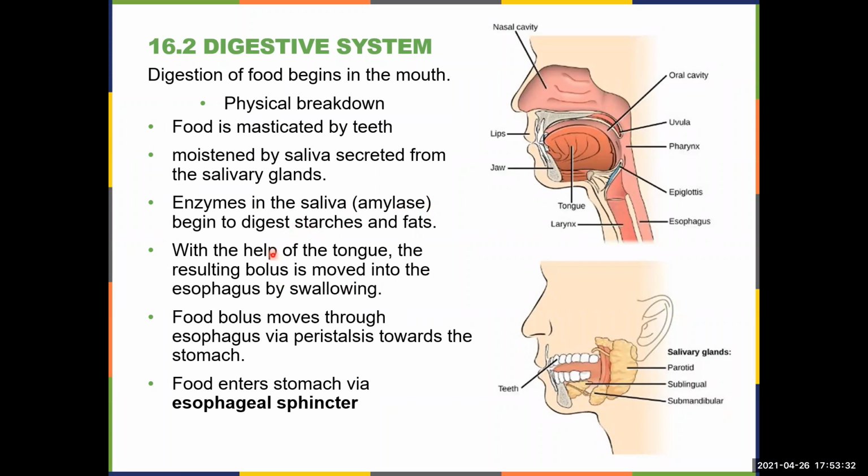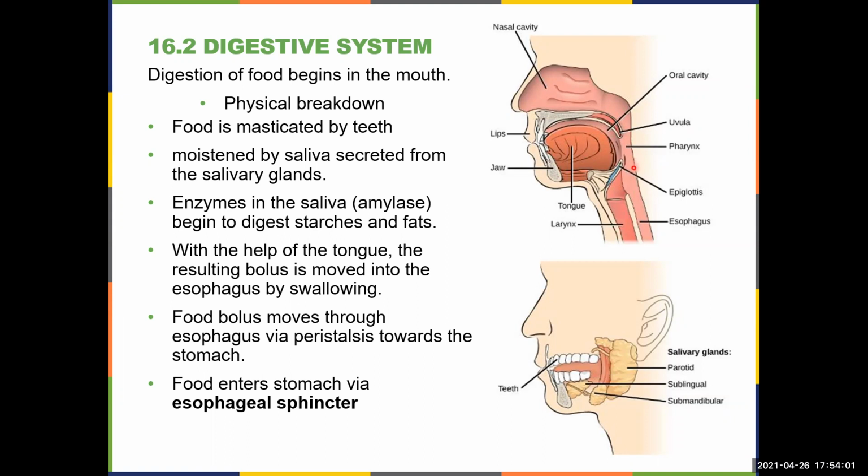And then whenever we swallow, the tongue will help move that bolus of food into our esophagus. And we have this structure called the epiglottis, which is a little cartilaginous flap that will fold down over the trachea so that the food will go into the esophagus and not into our larynx, where we could potentially choke on it.